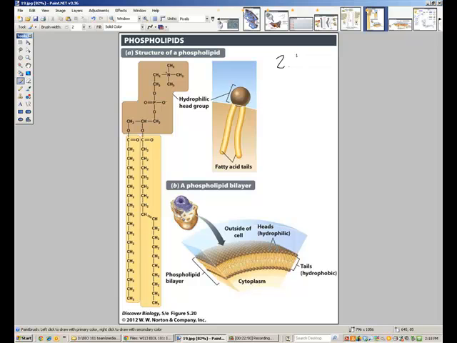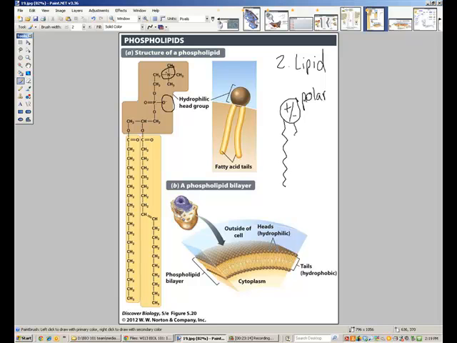Okay, the second type of lipid, or fat, is a phospholipid. And phospholipids are involved in cell membranes. So that's their main role. And they're kind of unusual because they have a head on them that actually has charges on it. So see that plus, see that minus? That means the head is polar, or soluble, or hydrophilic.